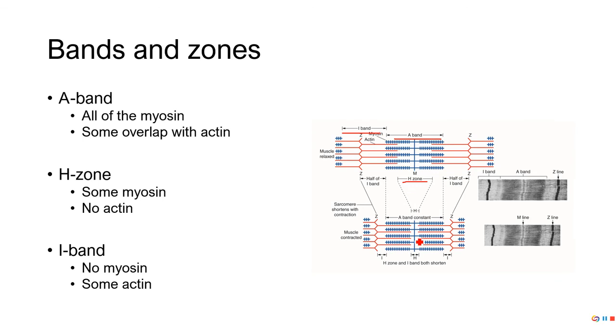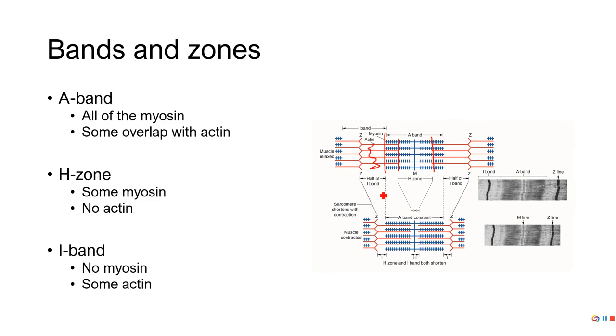The H zone, which is here, actually, I messed up there. Let me erase that. So we're just going to erase everything here. So the H zone, I'll get it right. The H zone is where we have myosin, but no actin. So we go from here to here, where there's just blue. And then the I band is where we have no myosin, but just actin. So this right here is the I band, like it says.